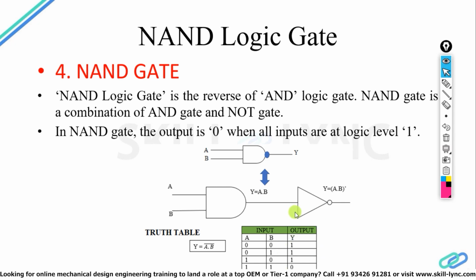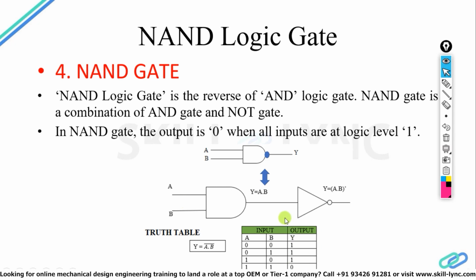There are 4 possible combinations because the inputs are 2. 2 inputs are there, so 2 to the power 2 equals 4. 4 possible combinations, that is 00, 01, 10, 11. If you see, it is 0, 1, 2, 3. And the output we are getting is, for 00 it is 1, for 01 it is 1, for 10 it is 1, and for 11 it is 0.